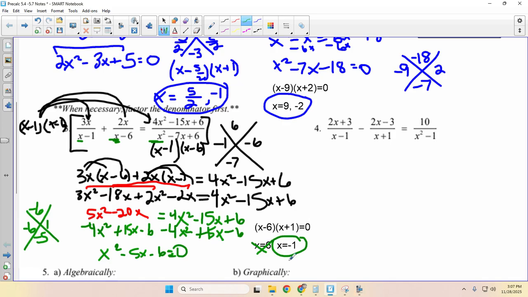So x equals negative 1 is our answer. All right, let's look at number 4. Oh, we're going to factor this little guy here. So this little guy is going to be x plus 1 and x minus 1. So when we look at our common denominator, yep, we're going to multiply everything by this x plus 1, x minus 1.